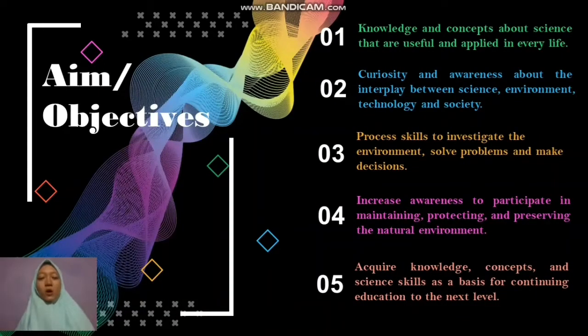Next is aim or objectives. The concept or purpose of science is to involve students in conducting each experiment. Basically, science learning aims so that students can find out about nature directly to gain knowledge, facts, and the purposes of discovery and have a scientific nature.